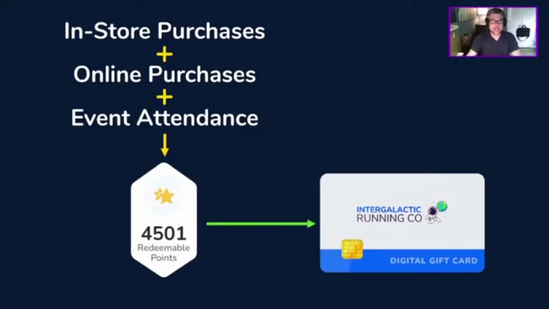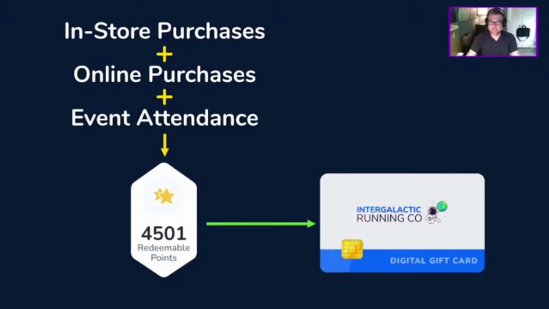This way, if I have 4,501 points, I can cash those points in for a gift card right inside the app or right inside the e-commerce platform, and use that gift card and have those points taken away from my account and buy what I want to buy without having to talk to anyone. It's a very useful system. And you, as the running store, have a lot of control over how the whole thing works.